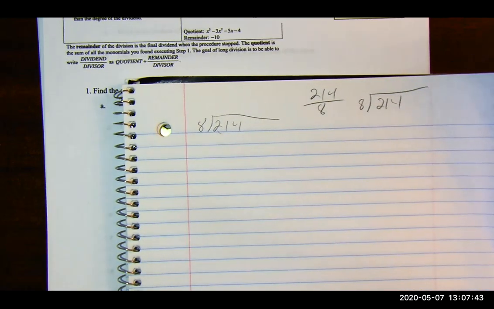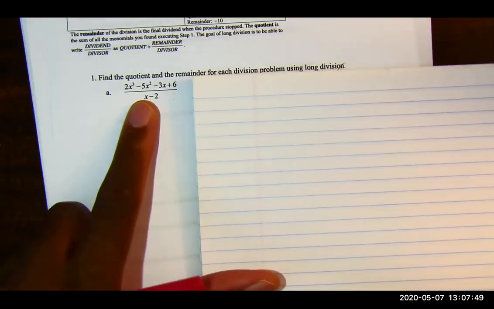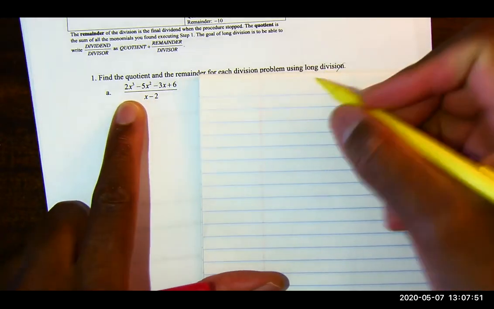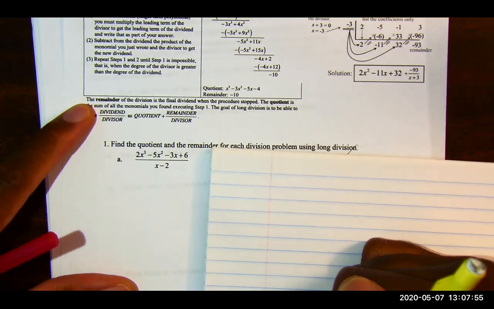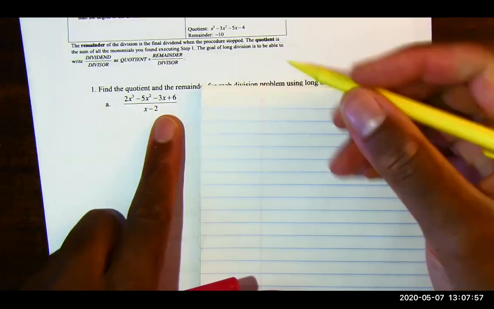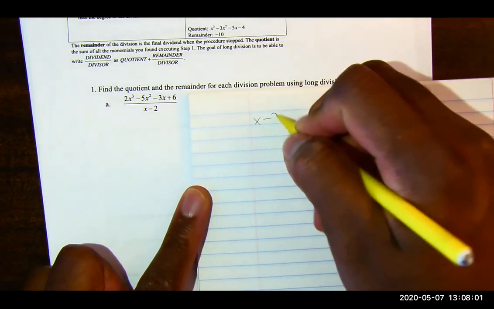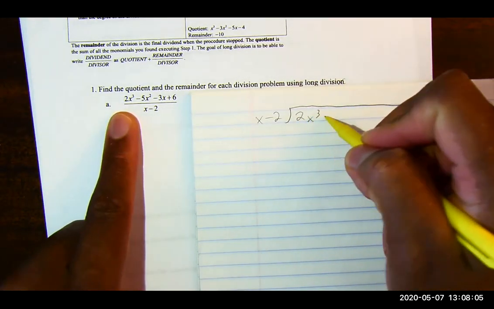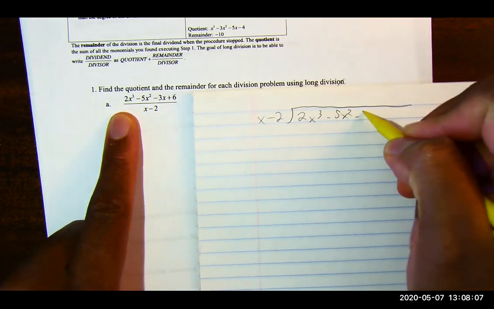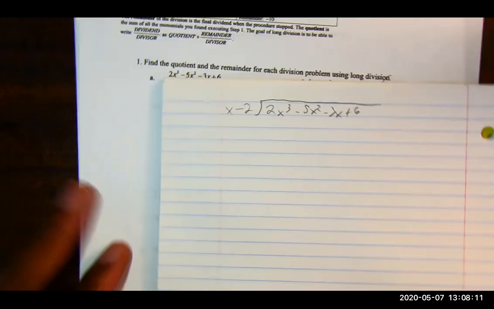So let's just work through number 1, or 1A, I guess. This is divided by that, so we're going to kick the numerator. You could also call this dividend, divisor, quotient, or the numerator and denominator of the fraction. But it's going to be 2x cubed minus 5x squared minus 3x plus 6 divided by x minus 2. So let's divide this step by step.